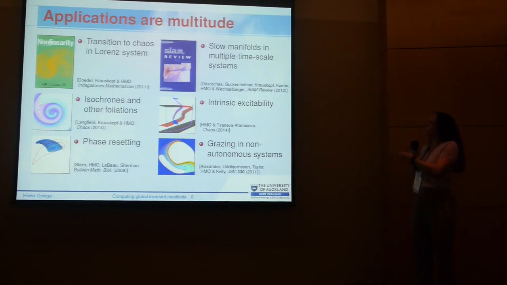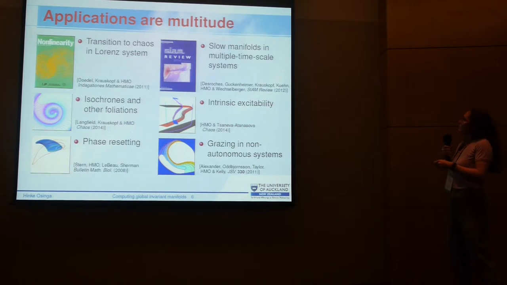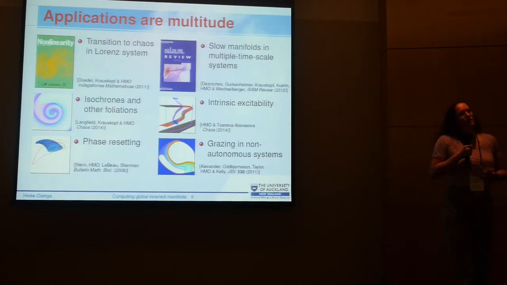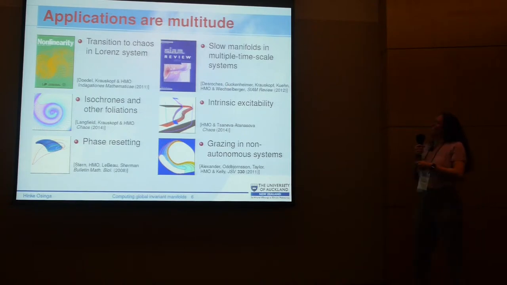So in this paper, that's a big review paper in SIAM Review, and there are also a lot of names involved here. So Mathieu Desroches was a PhD student of Bernd Krauskopf and myself, John Guckenheimer, Christian Kuehn, and then Martin Wechselberger, who's really one of the experts in the slow-fast timescale settings. We combined theory and numerical computations in this review paper.